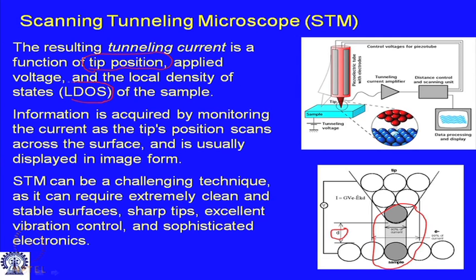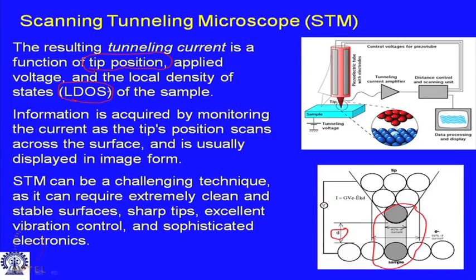You can ignore this, or if you are interested you can look into what local density of state means, but forget about that. For a specific sample at a given condition, what is more important is that the tip position and the applied voltage determine the magnitude of the tunneling current. So, information is acquired by monitoring the current as the tip's position scans across the surface.